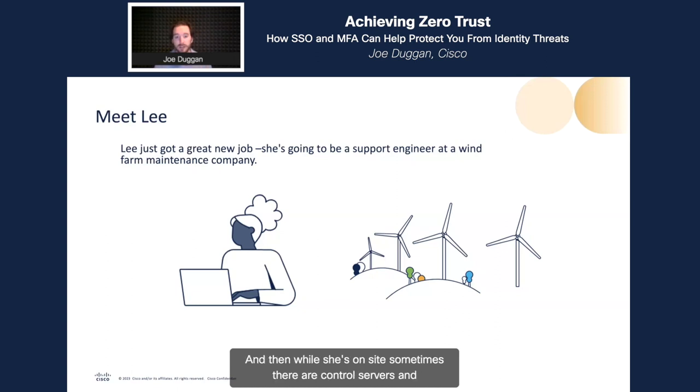And then while she's on site, sometimes there are control servers and things like that where she needs to access on-premises resources. And so between all of these, she just wants to get on with her day, right? She doesn't want to spend all of her time held up. She wants to be able to get out to do the inspections, to do the repairs, to do the job that she was hired to do and that she wants to do. And we don't want to hold her back.